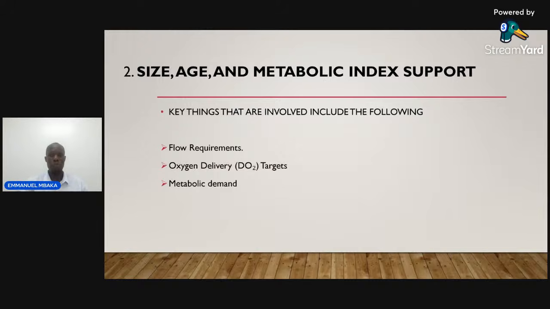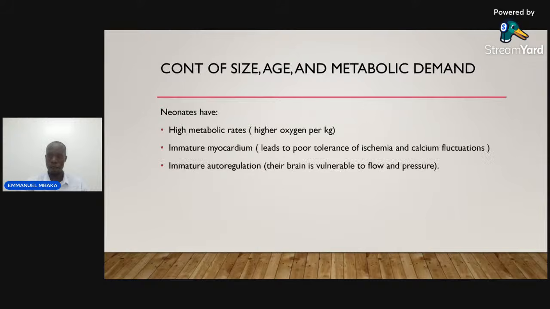Neonates have 2 to 3 times higher oxygen consumption per kg than adults. So the key things involved in size, age, and metabolic index support include the flow requirements, oxygen delivery targets, and metabolic demand. Next slide. Neonates have high metabolic rates, that is, high oxygen consumption per kg. Also, they have an immature myocardium, which leads to poor tolerance of ischemia and calcium fluctuations. Also, they have immature autoregulation. This means their brain is vulnerable to flow and pressure. Next slide.